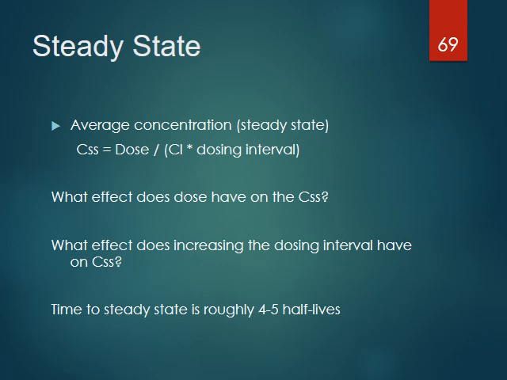So in general, if I'm giving a steady constant dose, it takes roughly 4 to 5 half-lives in order for that drug to reach a steady state concentration. So I'll show you some graphs here in just a second to give you a little bit better idea of what this really means.